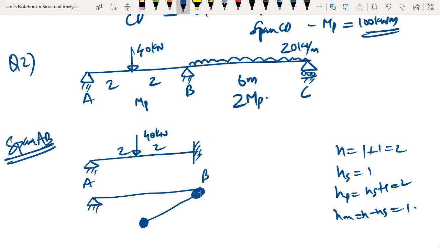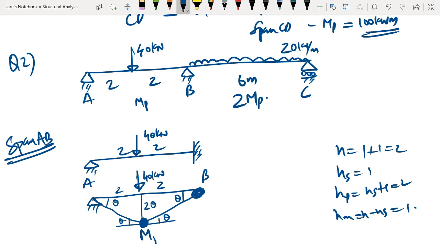So this will be the plastic hinge. If this angle is theta, it is going to be symmetric. So this will be 2 theta and this will be theta since it is symmetric. And we have the load 40 kilonewton. So this angle will be theta and this will also be theta.